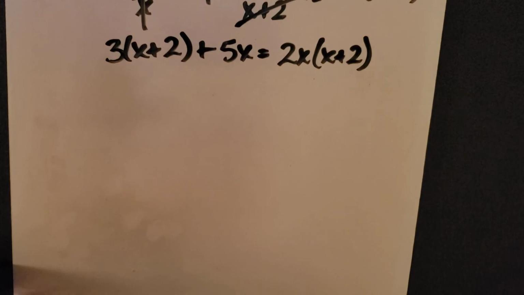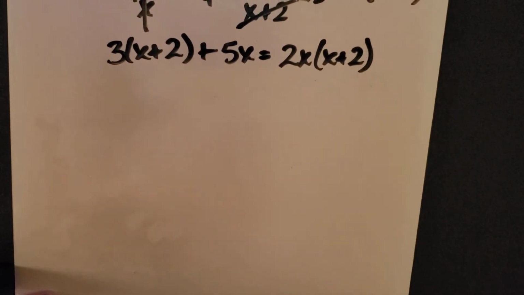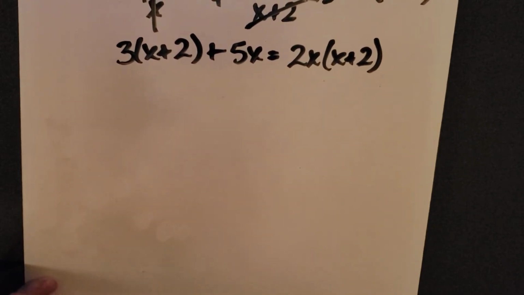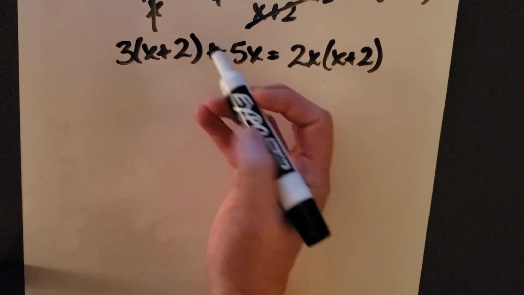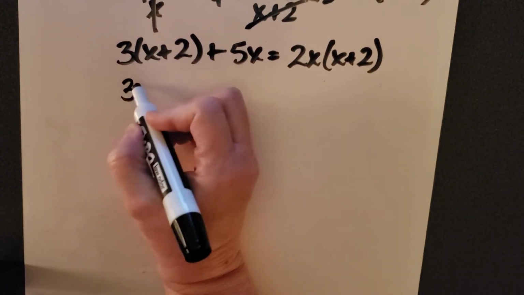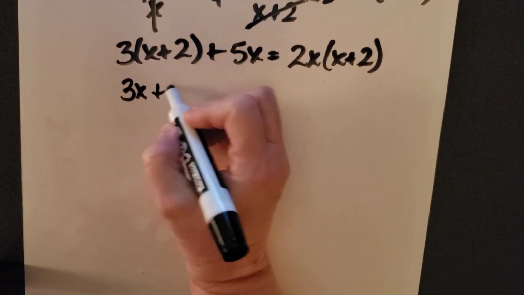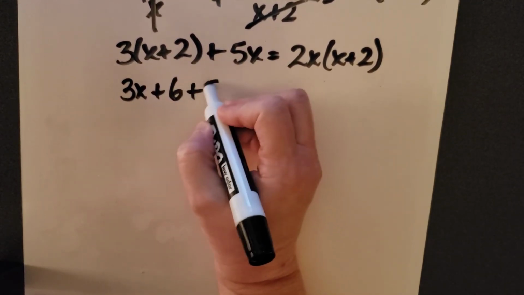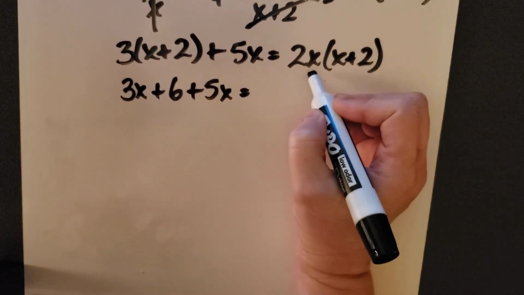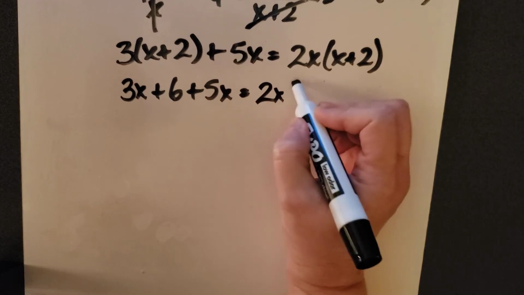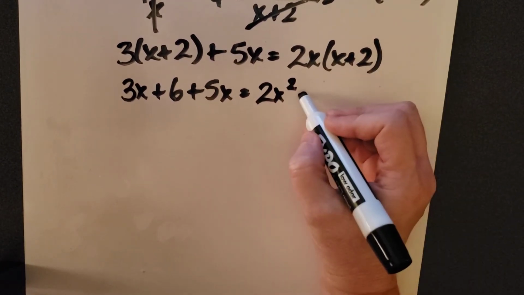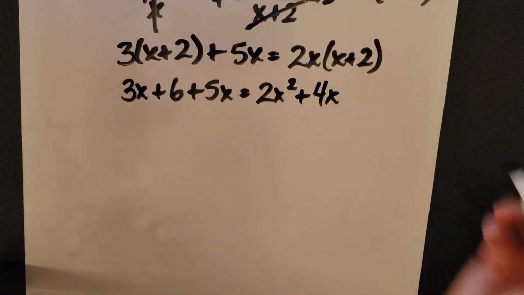Anyway, so now we're moving on to step 4, which says to solve for the variable. Okay, we want to solve for x. Now, in order to solve for x, the very first thing we need to do, and hopefully you see this, is we need to distribute this 3. So 3 times x gives us 3x. 3 times 2 gives us 6. I'm going to bring down that plus 5x equals, and now I'm going to distribute this 2x. 2x times x gives us 2x squared, and 2x times 2 gives us a positive 4x.